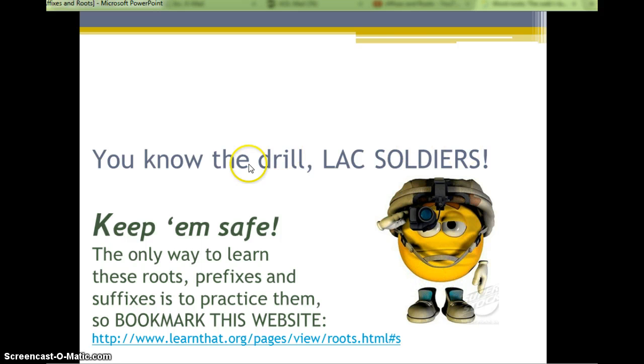So that's it, Lex soldiers. You know the drill. Keep them safe. Lock this information away and keep it safe. The only way to learn these roots, prefixes, and suffixes is to practice them.